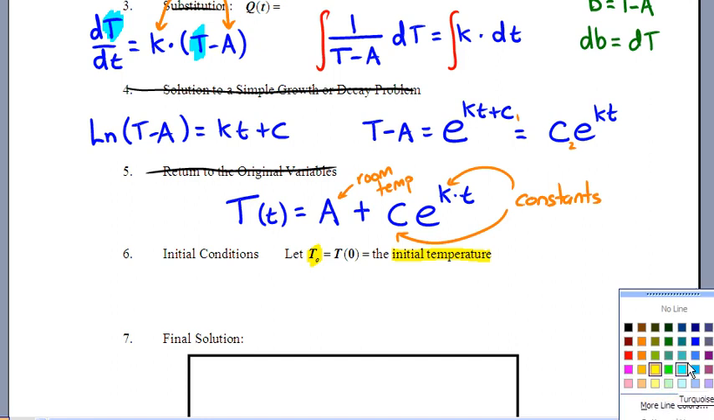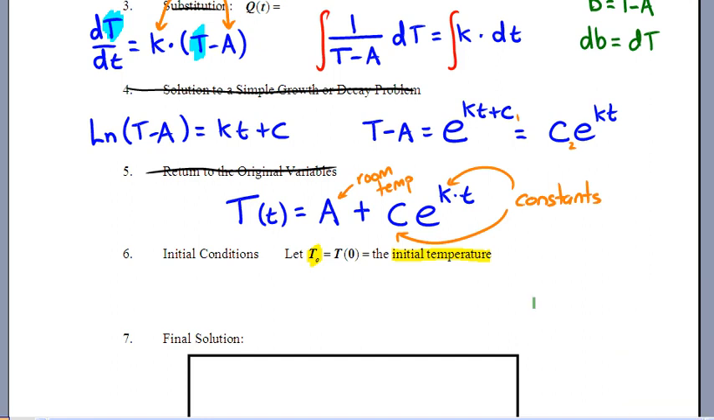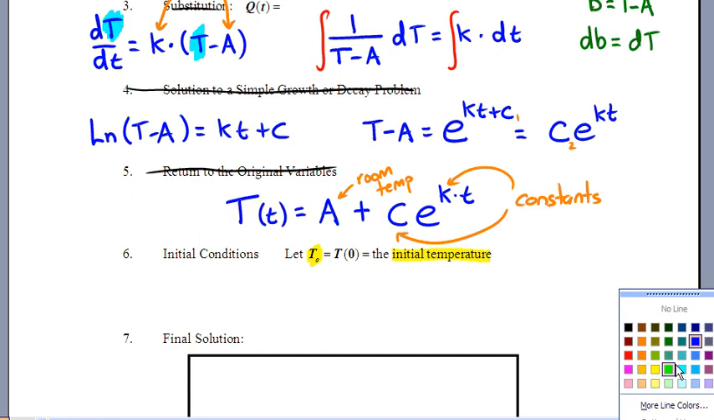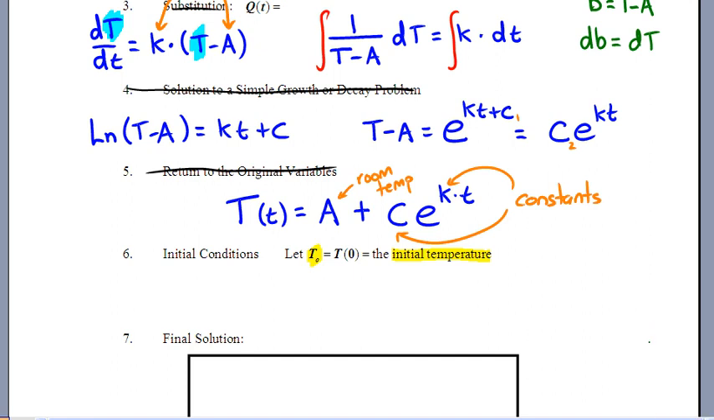Well, when you start putting in time being 0, this whole thing tidies up pretty nicely. You would have this: temperature at time 0, we're calling that T0, would equal A plus this C. I'm trying to find that C. And then e to the, I'm trying to find this k too, but don't worry, we're going to multiply that by 0 right now. So we don't have to worry about the k for a moment, because k times 0 would just be 0. And then e to the 0 is just a 1.